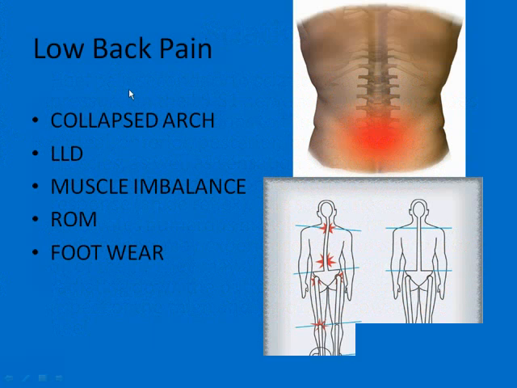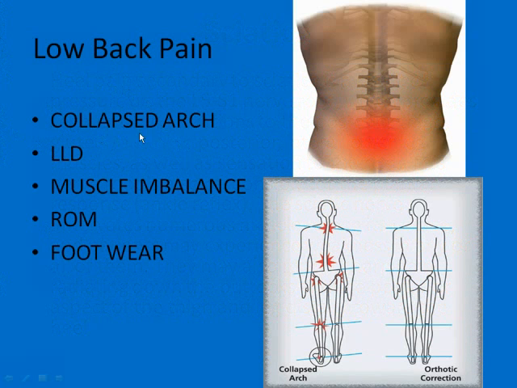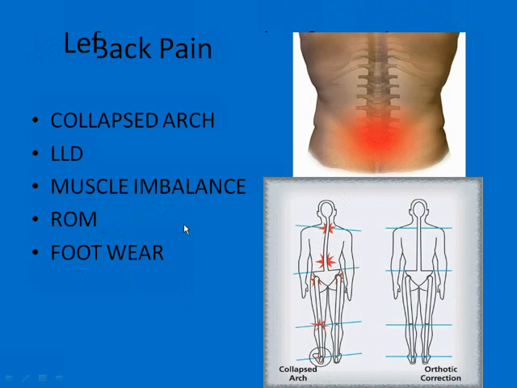Low back pain can be enhanced by collapsed arches, leg length discrepancy, muscle imbalance, a lack of range of motion of the foot and the ankle, the knee and the hip, or footwear. So you can see anatomically by a collapsed arch what can happen to the back that can lead to a disruption at the S1, L5 area, which is in this area, and it radiates down the buttocks and into the lower leg and into the heel.